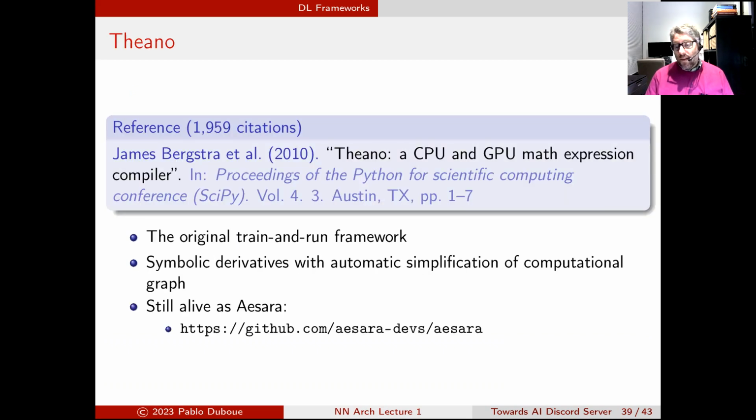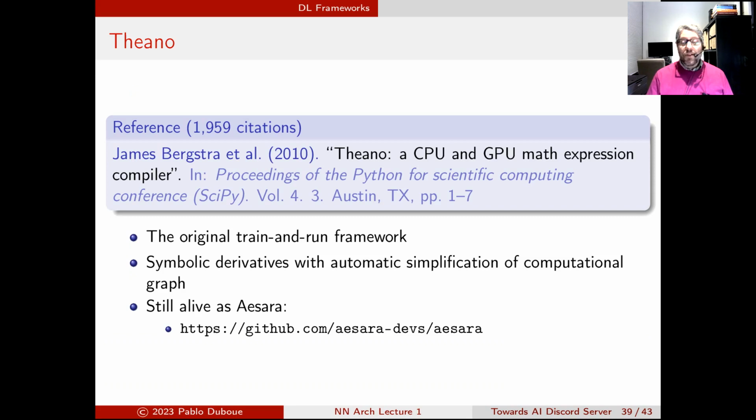So the first deep learning framework was Theano. It was developed at Université d'École Polytechnique in Montreal. It's the original train and run framework, so it uses symbolic derivatives with an automatic simplification of the computational graph.